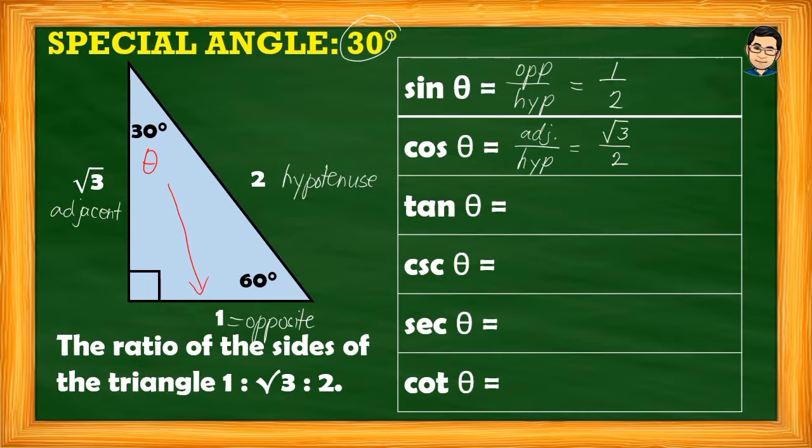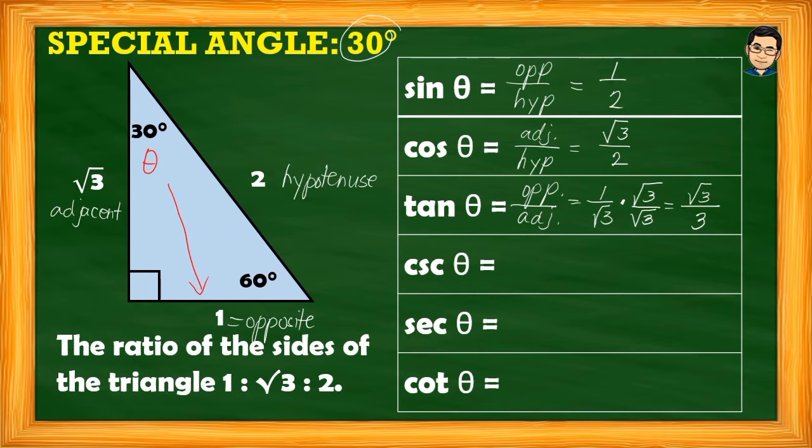And then, pag tangent naman, that is TOA, so opposite over adjacent. Opposite natin is 1, and then adjacent natin is square root of 3. Kailangan natin yan i-rationalize. I-multiply natin both numerator and denominator by square root of 3 para matanggal yung radical sa denominator. So, 1 times square root of 3 is square root of 3, and square root of 3 times square root of 3 is square root of 9. Basically, 9 is a perfect square, so the answer is 3. If you are asked what is tangent 30, the answer is square root of 3 over 3.